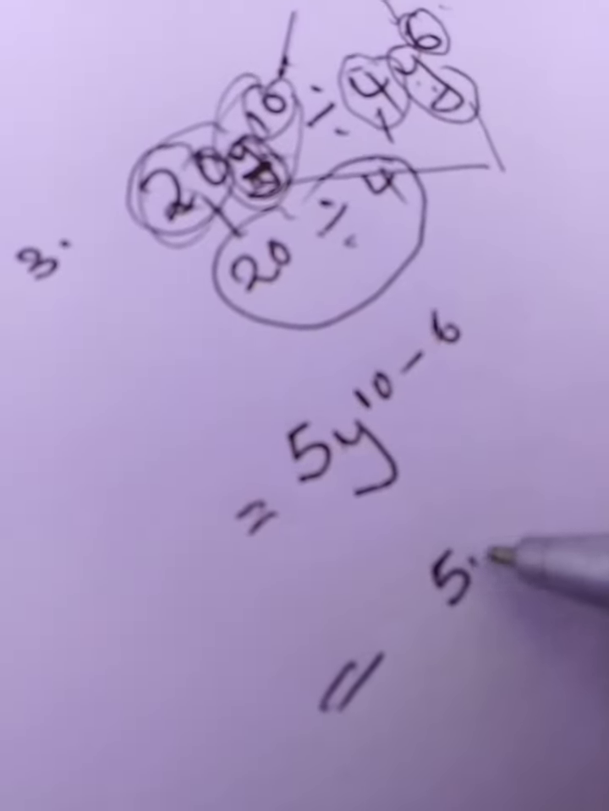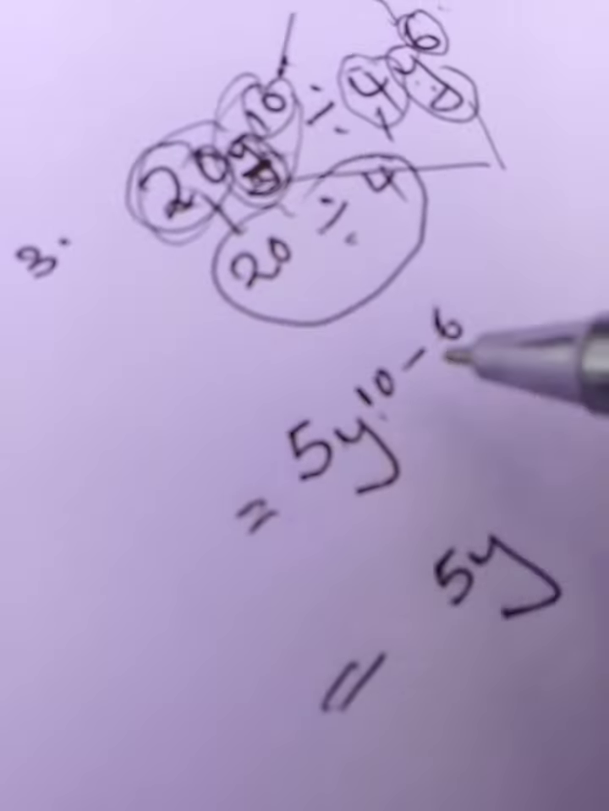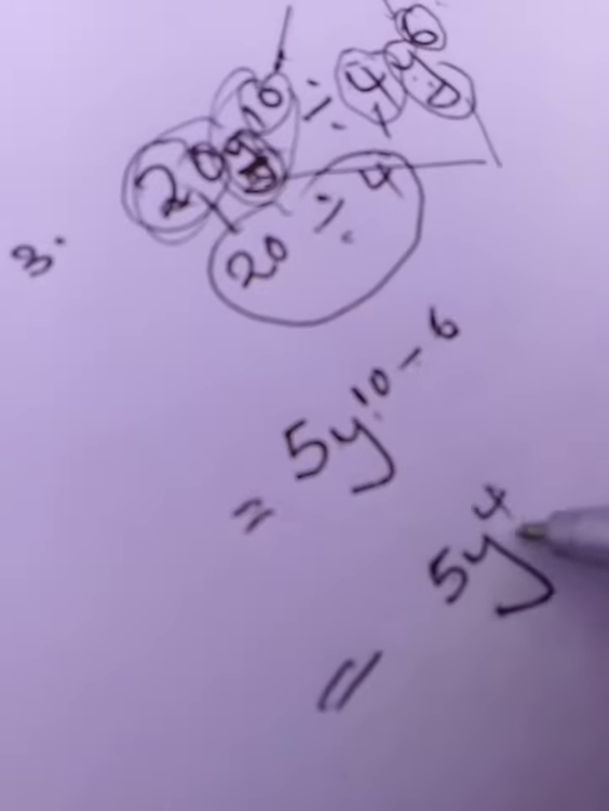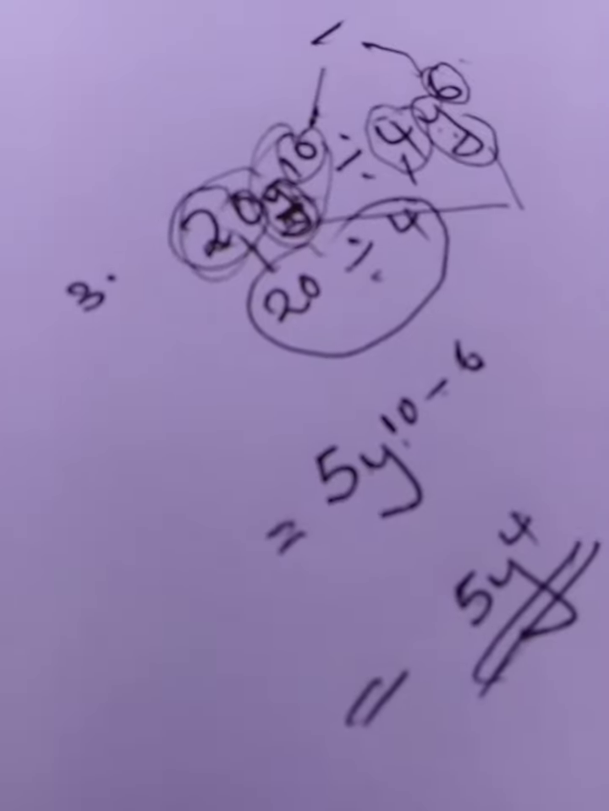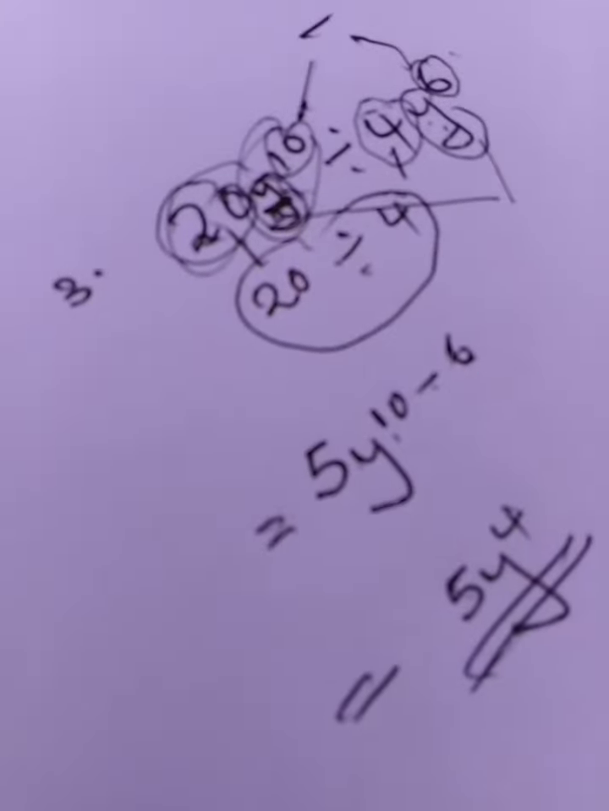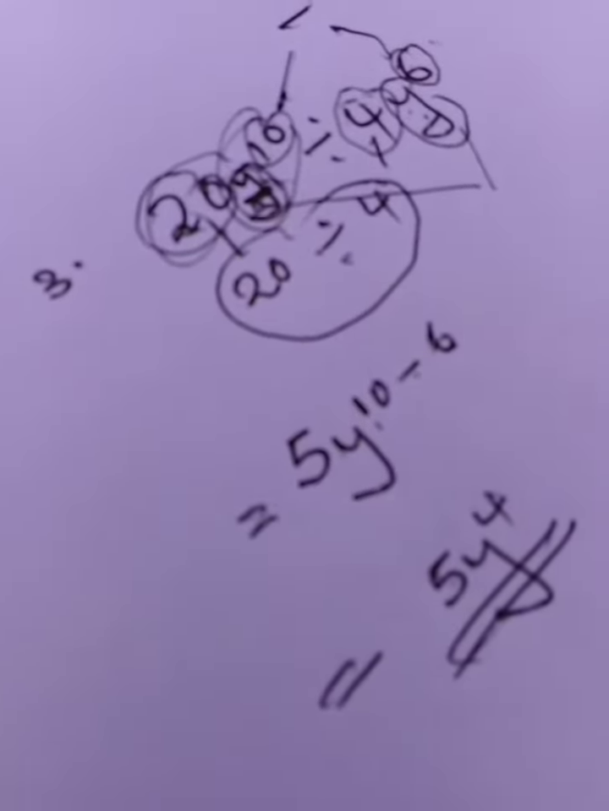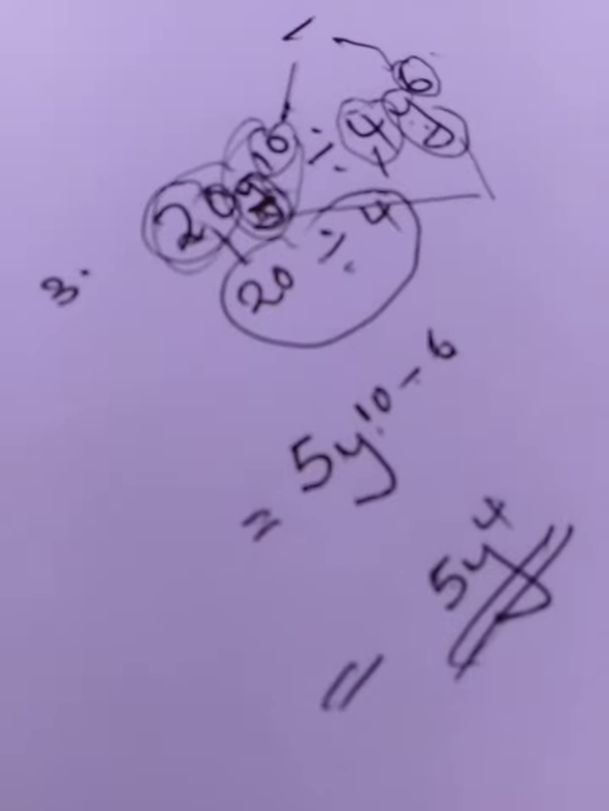Y, 5y, 10 minus 6. We got a 4. As simple as this. This is how you can solve some questions which need you to apply the division rule.